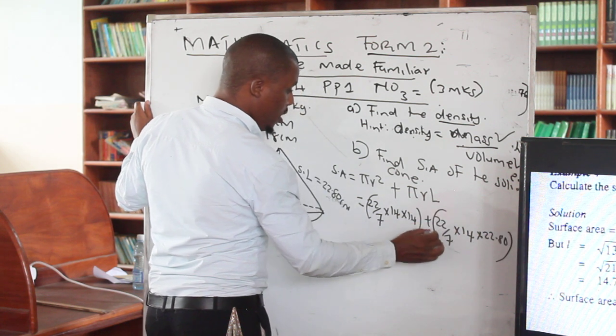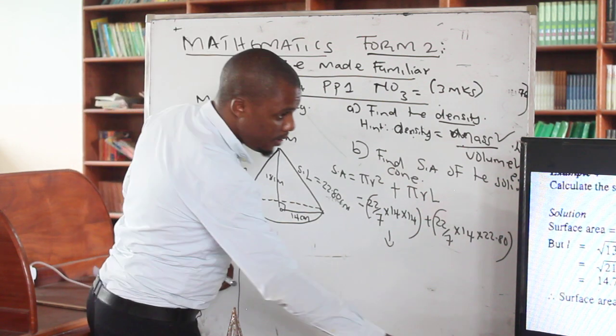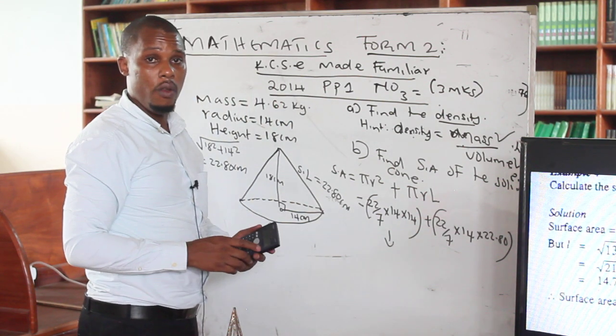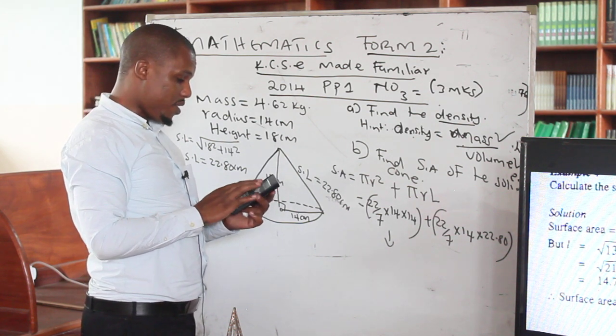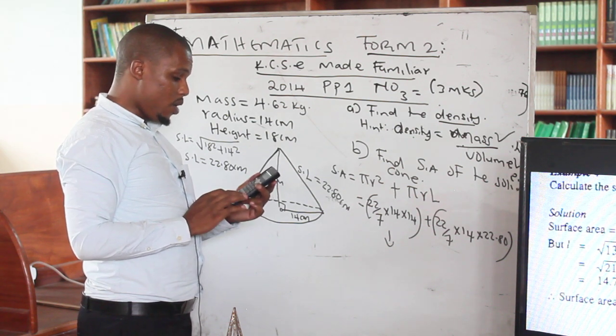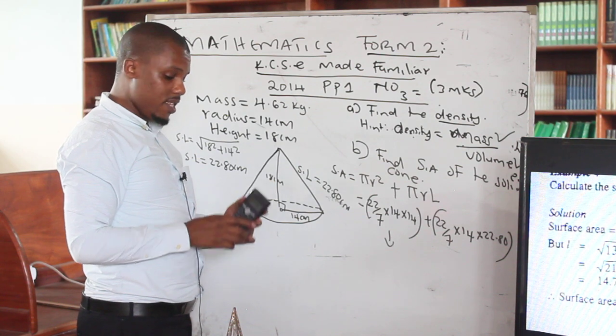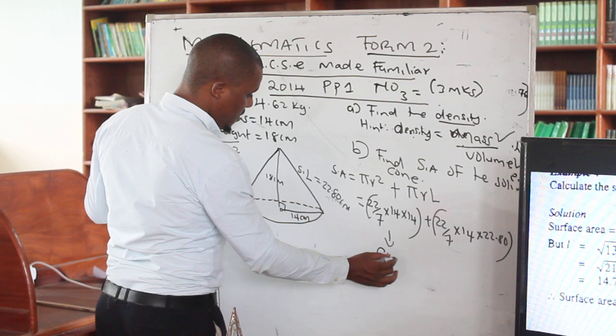From your working, you work one part at a time. So if you take your calculator and press part number 1, that is 22/7 multiplied by 14, then multiplied by 14. This gives us 616.